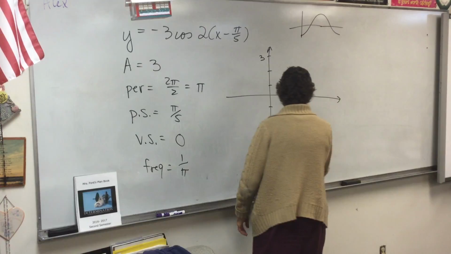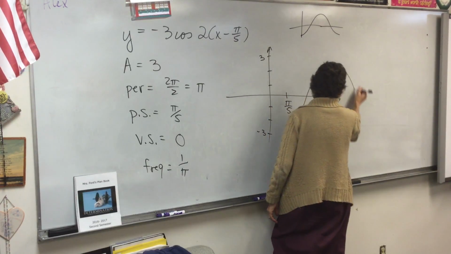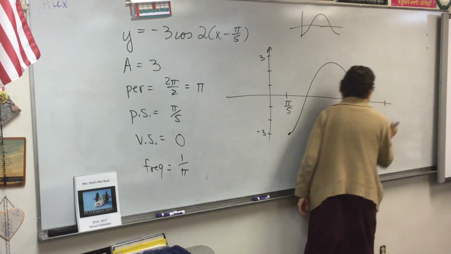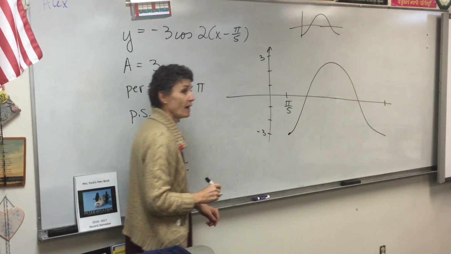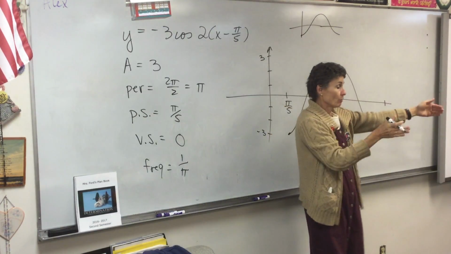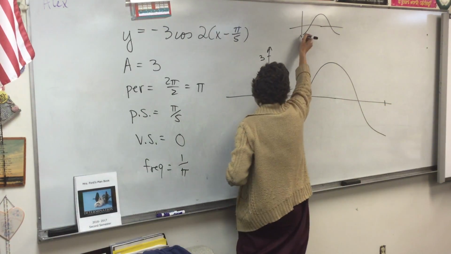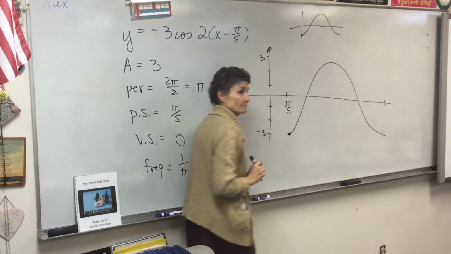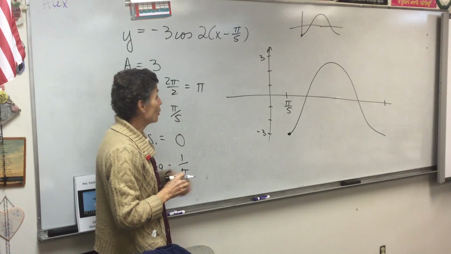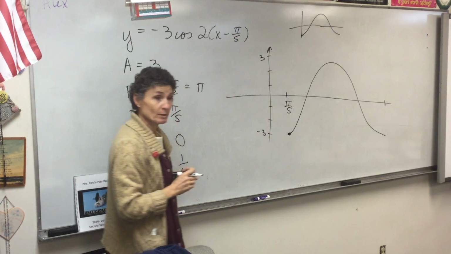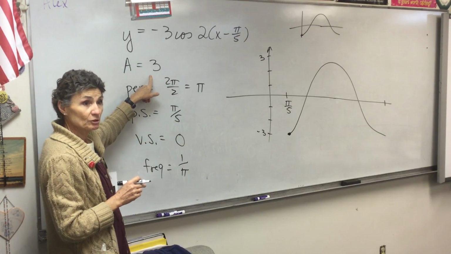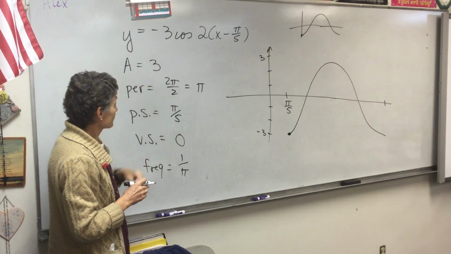Okay, so I'm going to go ahead and draw it. Now, why does it start there, guys? Because you told me the phase shift, or the horizontal shift, was pi over 5. So you picked this picture up right here, and you moved it over pi over 5. So now this point is at pi over 5. Notice I've got it going up 3 and down 3 because that's what we decided the amplitude was. Amplitude is height.